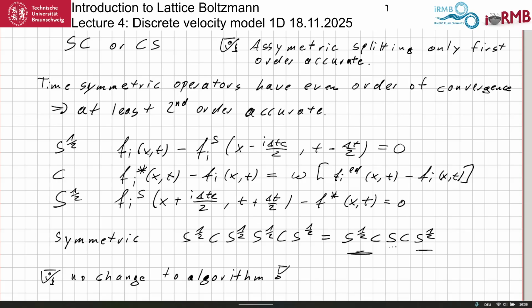Half a collision is the average of a collision and doing nothing. That's how he defined this.